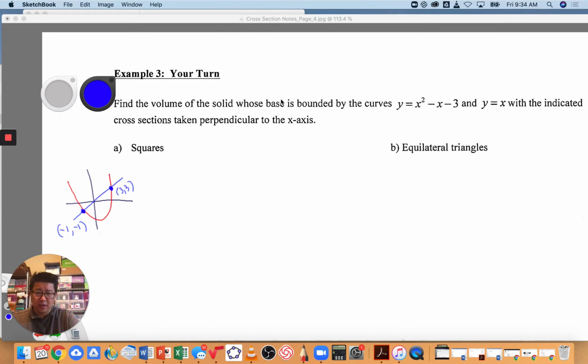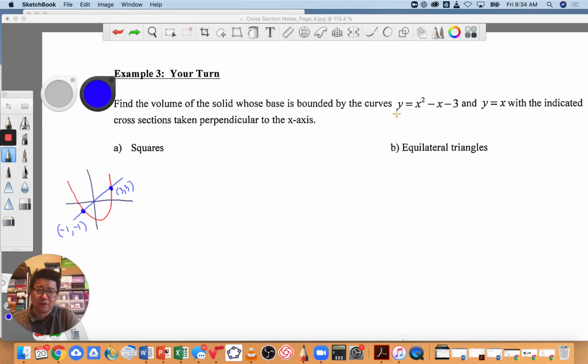Okay? So once again, we're going to talk about volume of cross-sections. And so again, we first have to establish our base. So before we do that though, let's read through the question. The volume of the solid whose base is bounded by these curves, this curve and this line, with the indicated cross-section perpendicular to the x-axis. So perpendicular to the x-axis gives us clues as to how to set up our integral so that we don't get too bogged down.